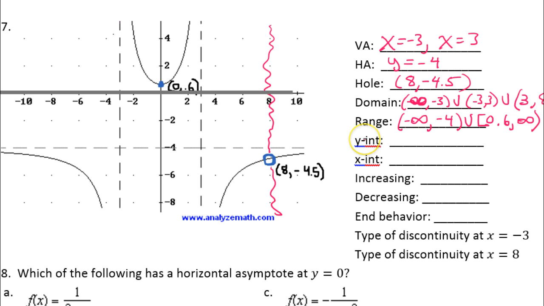All right, how about y-intercept? Well, the graph touches the y-axis right here at 0, 0.6. How about x-intercept? There is no x-intercept. The graph doesn't touch the x-axis anywhere.